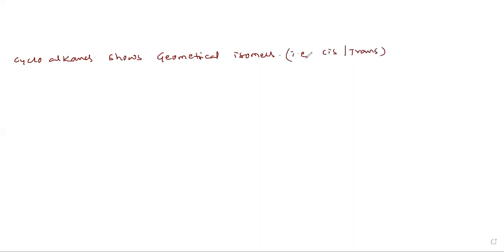Why does it show cis and trans without a double bond? Without a double bond, because here, for example, C6H12. This molecular formula is CnH2n. It is equal to the alkene's general formula. Yes or no? So alkenes always generally show geometrical isomers.